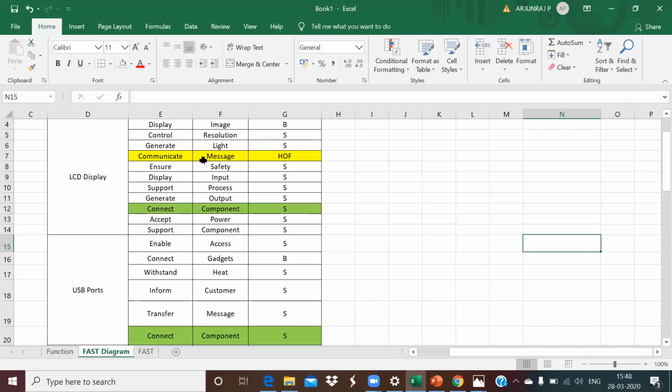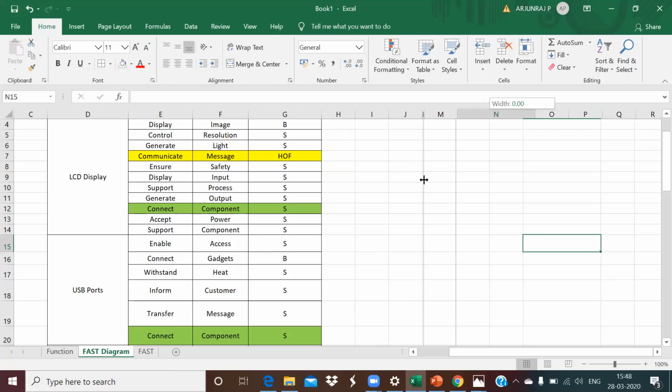The higher order function can be communicating the message, for which the company is not going to pay money for the particular laptop. But what is the basic function for which the laptop is required? How am I going to communicate the message? That is provided by processing data. Okay, so I'm going to process the data, but the customer is not buying the laptop only to process data. They want output, and even to feed the input.